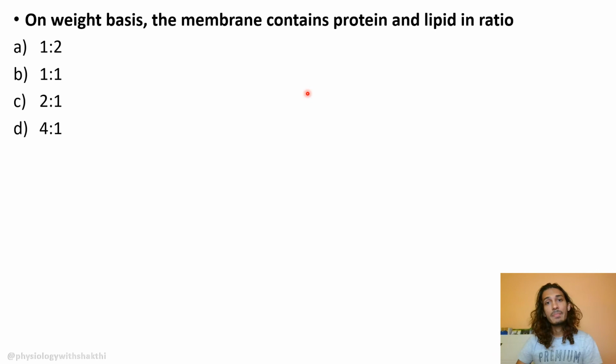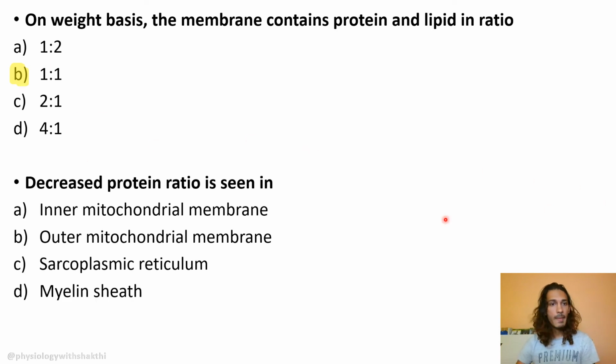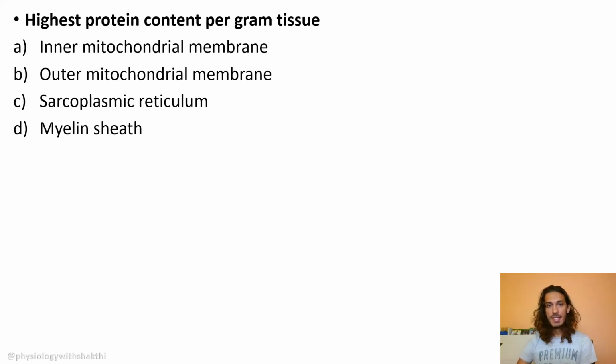On weight basis, the membrane contains protein and lipid in the ratio, normally almost 1:1. There's no other better option. Decreased protein ratio is seen in, where the protein is going to be lesser. Usually in the myelin sheath the ratio is less, and the highest protein will be in the mitochondria. Which mitochondria, outer or inner? It's going to be the inner.